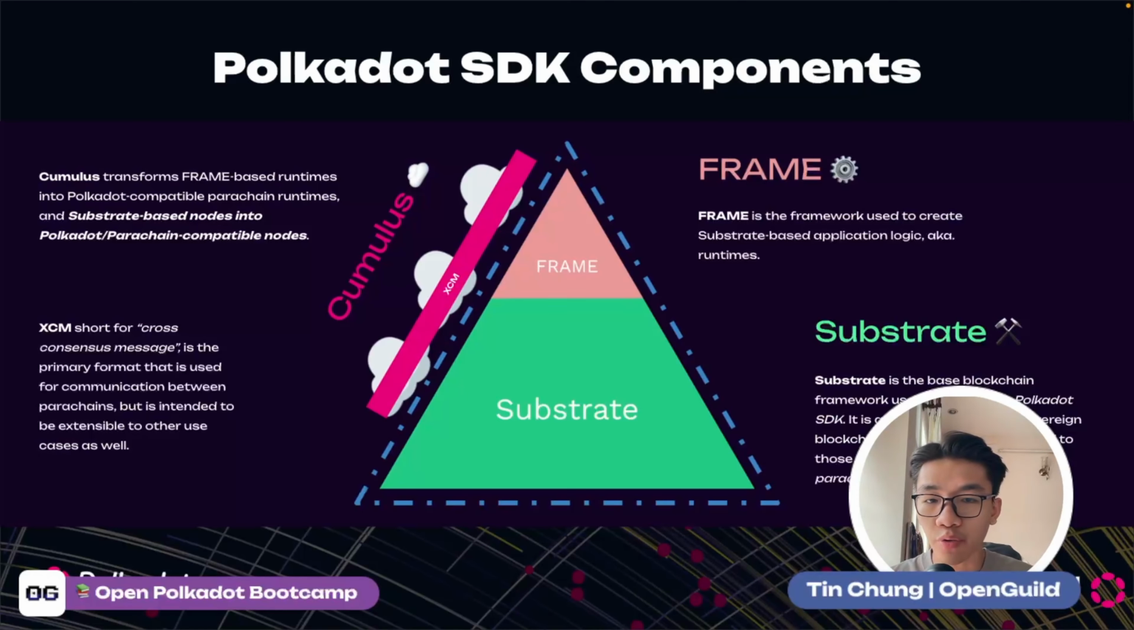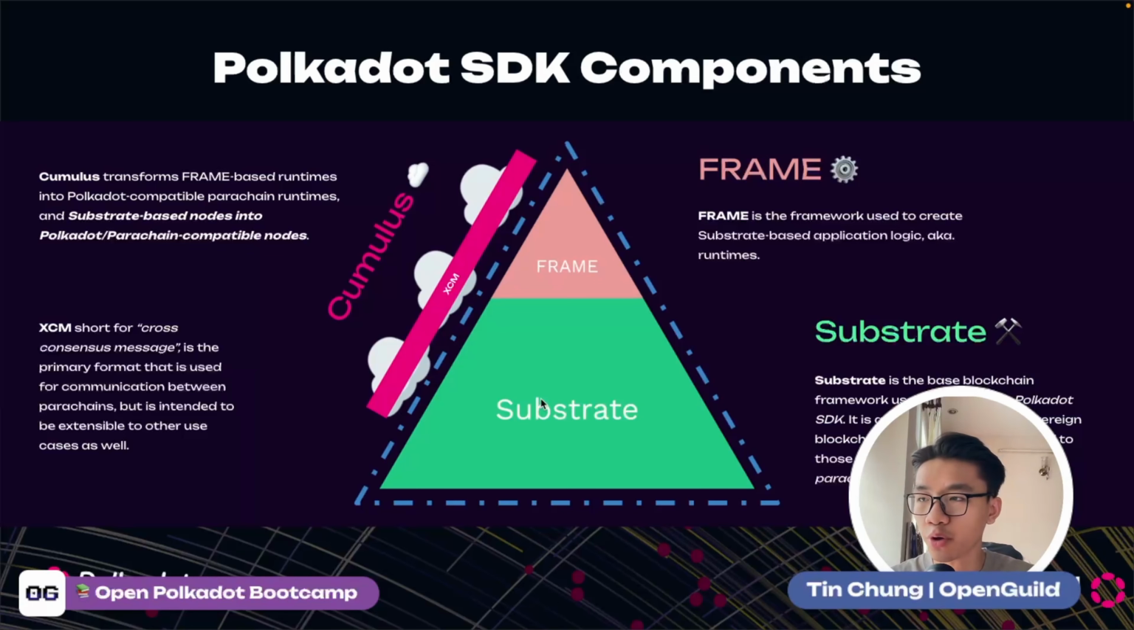To recap a bit on what we already learned, and how we're gonna move from what we learned to the set of libraries that allow us to build a parachain: we learned that FRAME is the framework used to create a Substrate-based application logic, aka the runtimes, and Substrate is the base blockchain framework used to power the Polkadot SDK. It is a full toolkit to create a sovereign blockchain, including but not limited to those who connect to Polkadot as a parachain. So you can see right here that you have FRAME at the top of the pyramid, and then Substrate is like the lower bottom. And FRAME and Substrate combined together allow you to build a sovereign blockchain.